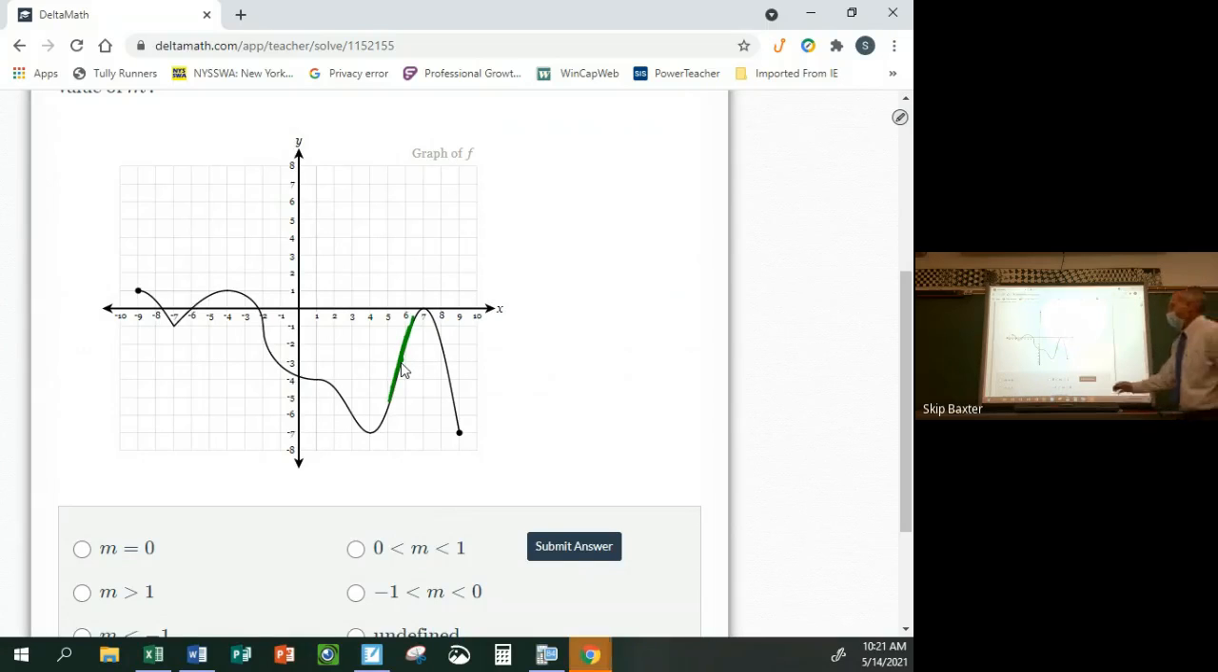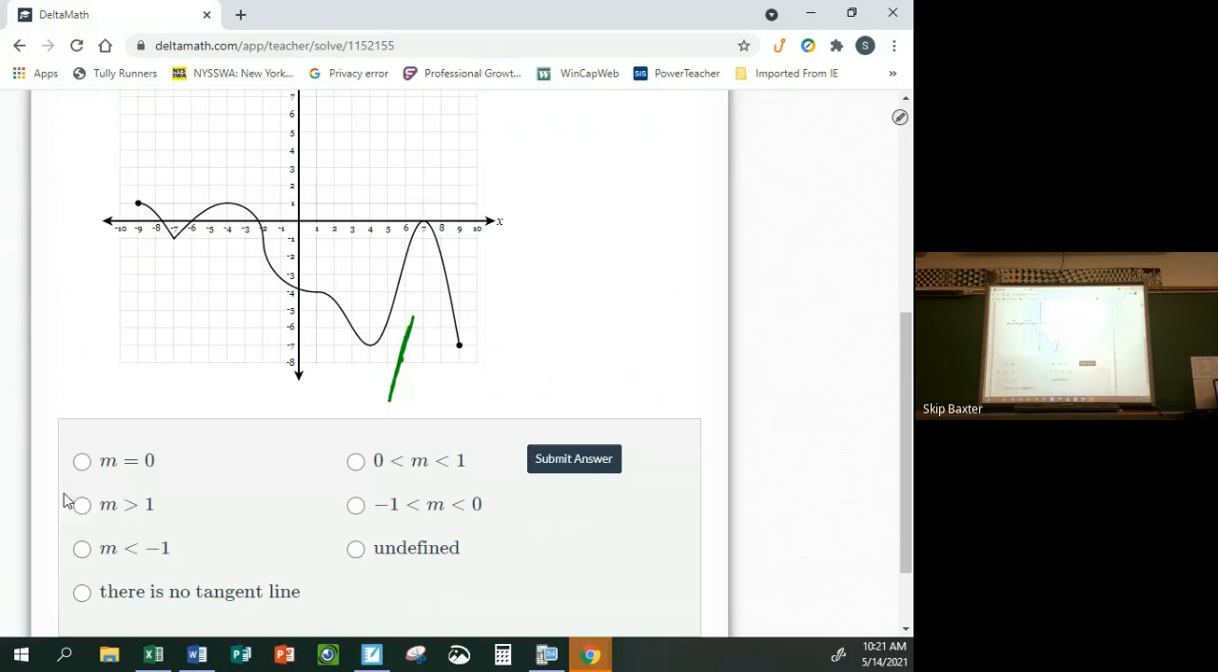Definitely greater than 1, right? An m equal to 1 would be like a 45-degree angle, which would be parallel to the main diagonal, y equals x. This is definitely not parallel to that. It's definitely steeper than that. So you'd say m is greater than 1. That would be my choice right there.